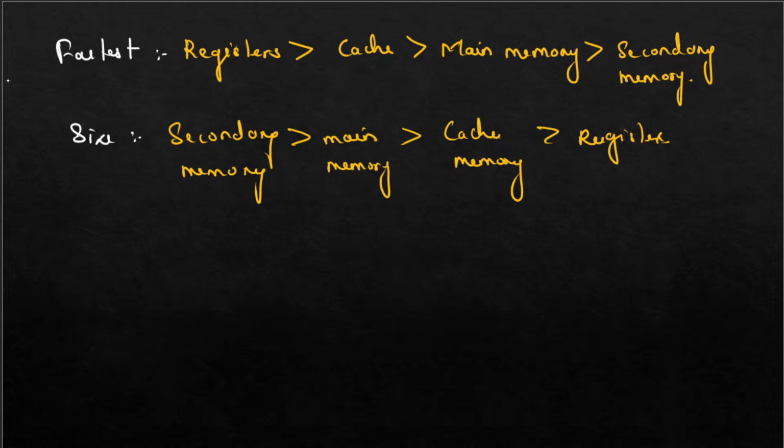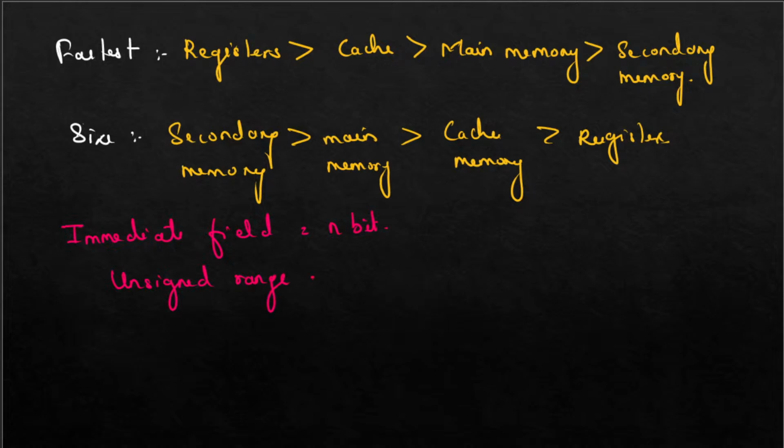Then the immediate field. If n bit, unsigned range is 0 to 2 to the power n minus 1, signed range is minus 2 to the power n minus 1 to plus 2 to the power n minus 1 minus 1. Okay.